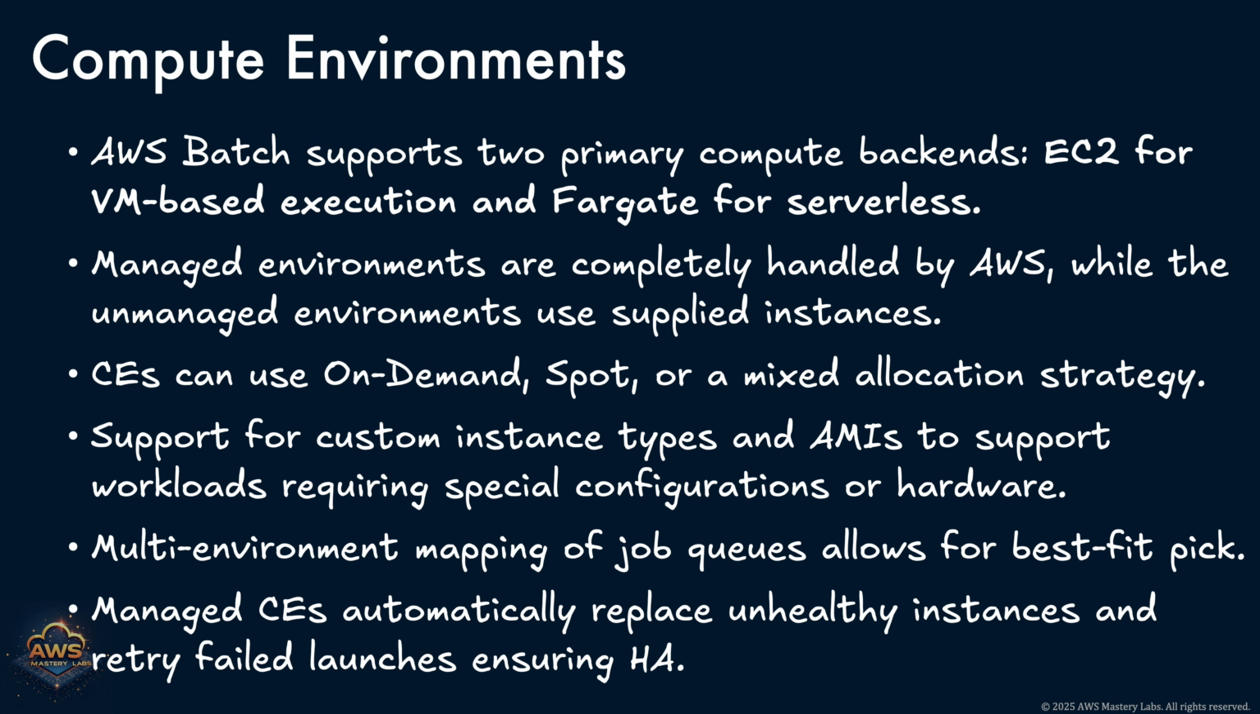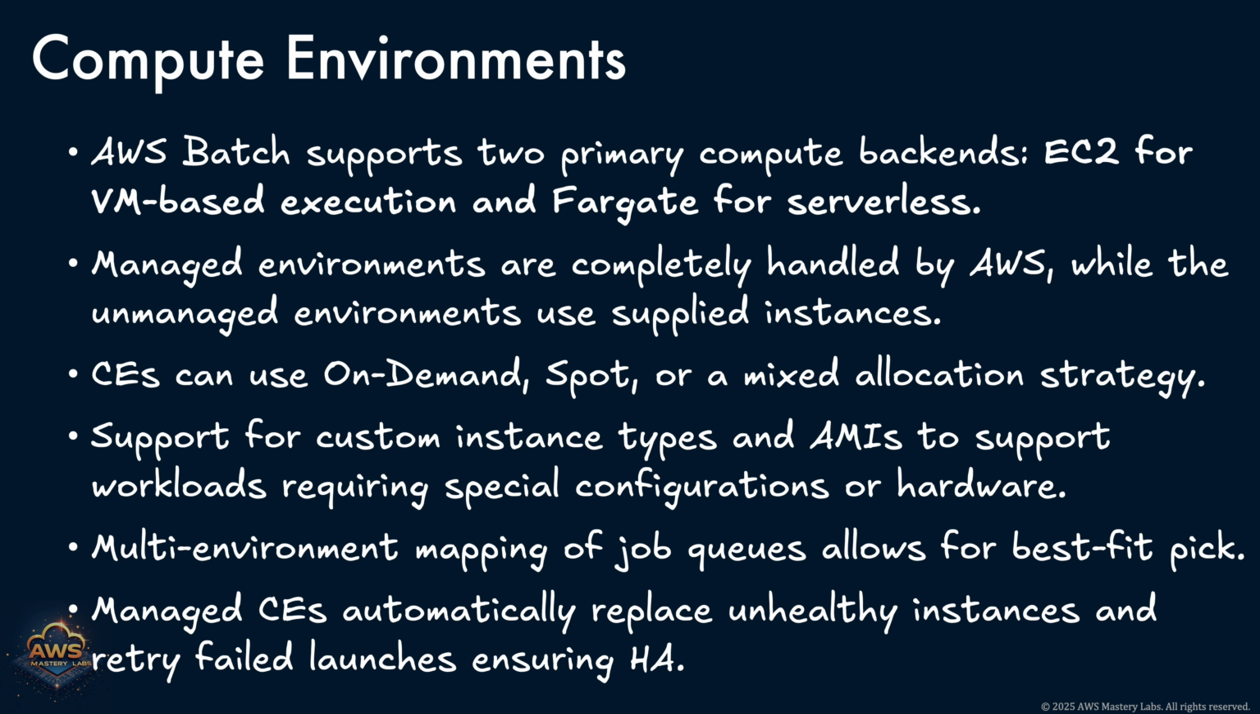In AWS Batch, compute environments are the execution layer where your batch jobs actually run. Think of them as the infrastructure pools that AWS Batch uses to launch resources based on your workload's needs. There are two main types of compute backends you can choose from: EC2 and Fargate. EC2 offers deep control over instance types and configurations, perfect when you need specific hardware. Fargate, on the other hand, provides a serverless compute model where AWS abstracts away infrastructure management entirely, letting you focus purely on your code and resource requirements.